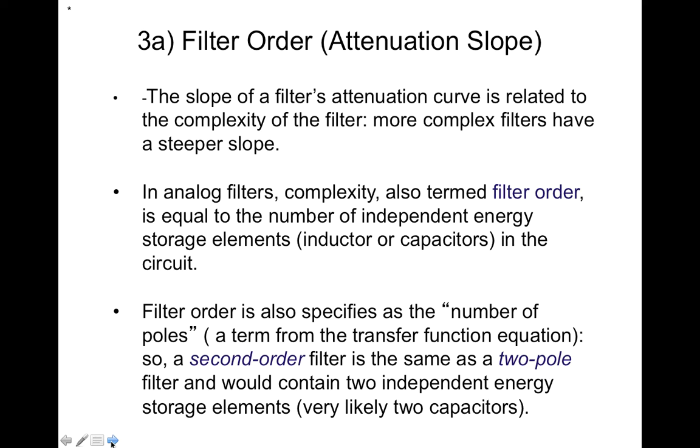Filter order can also be specified as the number of poles. So a second order system would be the same as a two-pole filter and would have two independent energy storage elements, usually two capacitors. This is more just for your information, so if you ever hear this terminology, you'll know what it means.